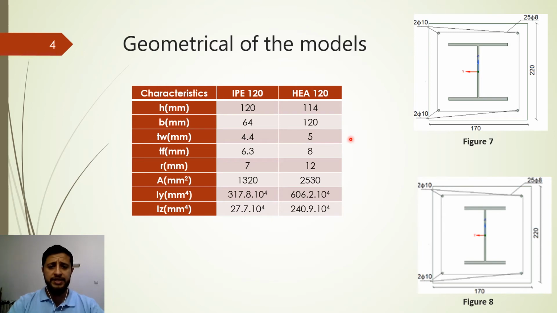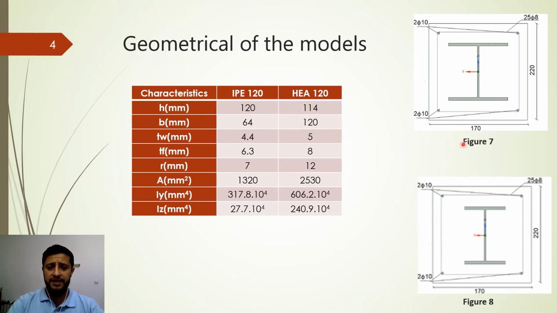The geometric dimension of the proposed columns is 220 by 170 mm. The longitudinal reinforcement bars consist of 4 bars of 10 diameter, and the transverse reinforcement bars consist of 25 bars of 8 diameter. All the specimens have the same cross section, but the steel section is different.